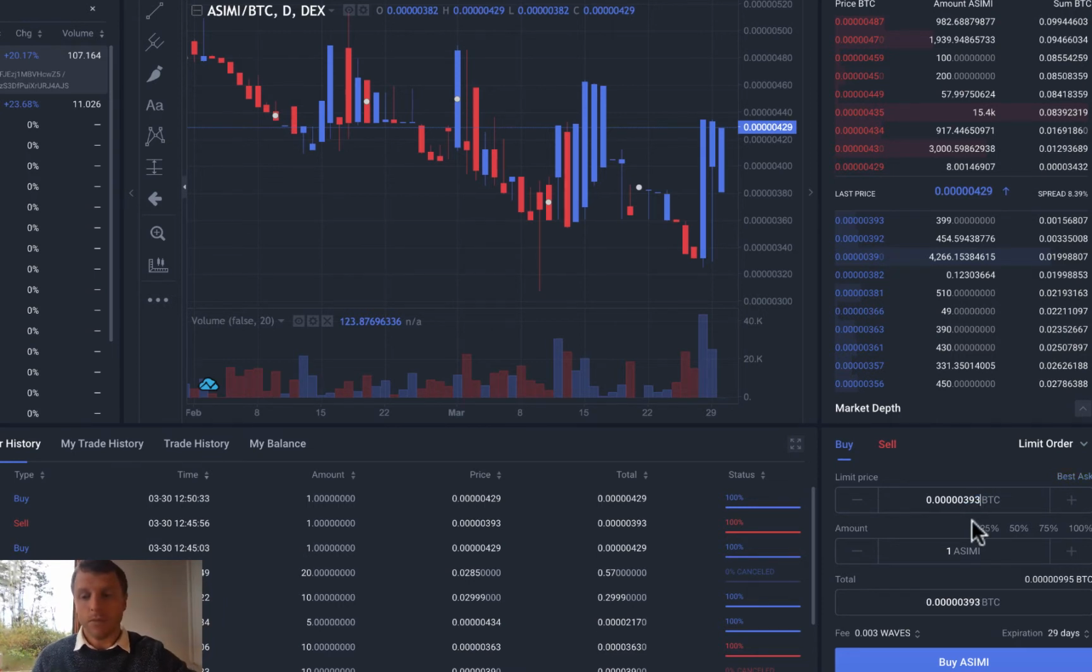393. And now if we buy the Asimi token at 393, because there's no sell order at 393, it will place it into the market. So we'll buy the Asimi token, it will add a limit order, and you'll see this go up to 400.